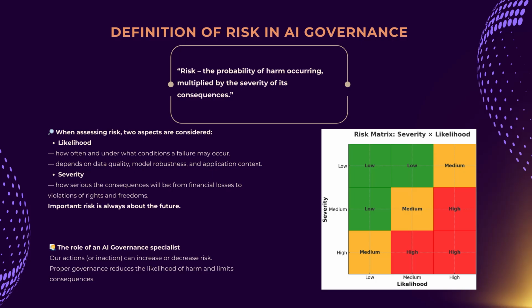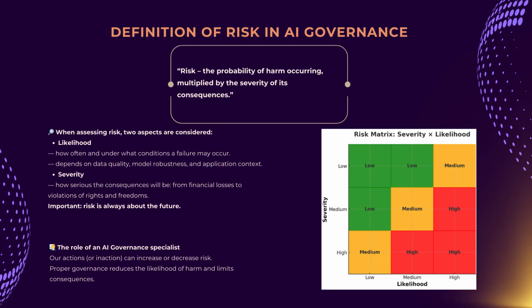Likelihood, an assessment of how often and under what conditions an undesirable event can occur. In AI projects, data quality, model stability, and the context of its application are taken into account. Severity is an assessment of the scale and depth of the consequences if the risk materializes. Financial losses, reputational risk, harm to health, or violation of rights and freedoms.